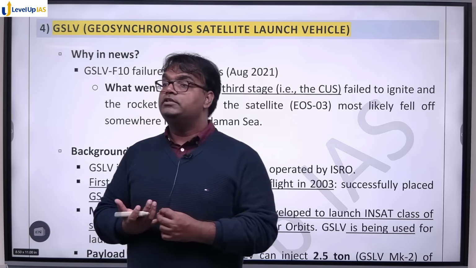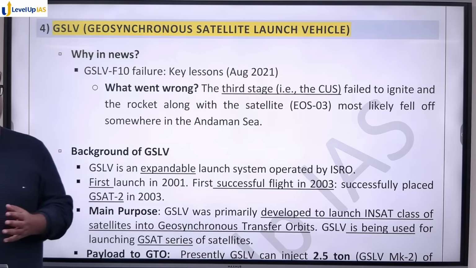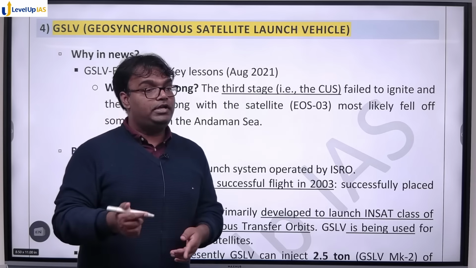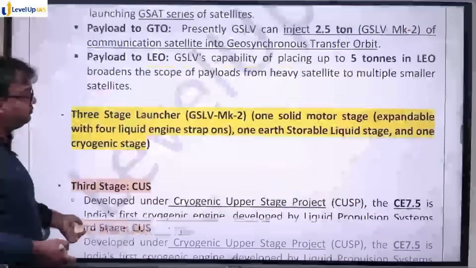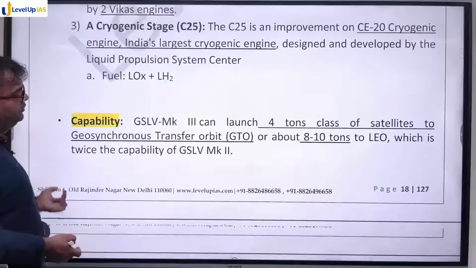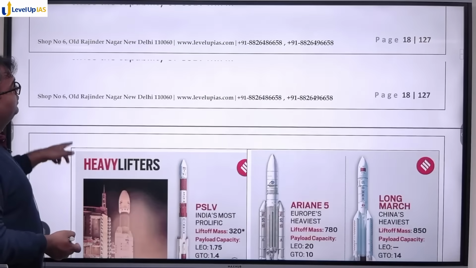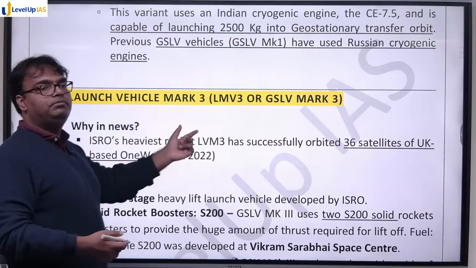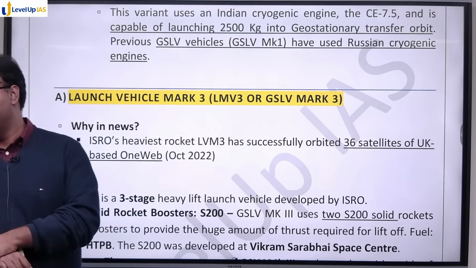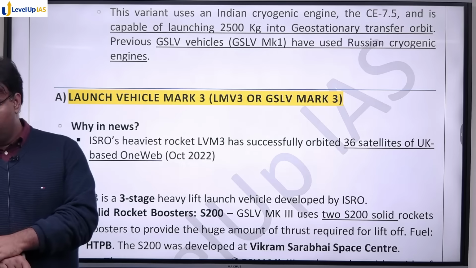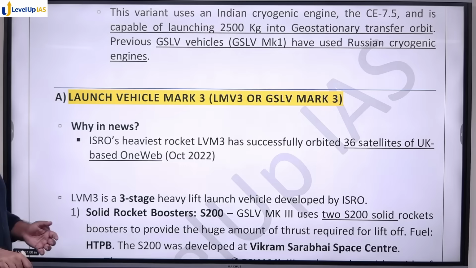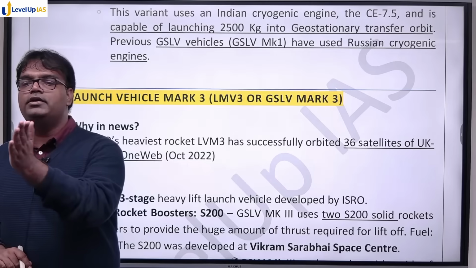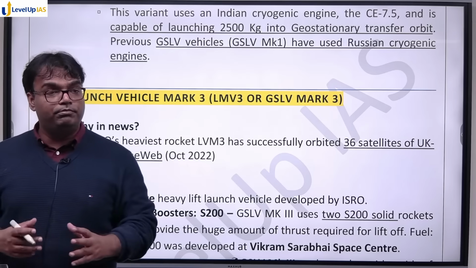And one of the reasons is the cryogenic engine CE 7.5 has been developed using reverse engineering of the Russian model. But in GSLV Mark III, LVM3, initially the name GSLV Mark III was given, but now we use the generic name LVM3, Launch Vehicle Mark III. What is this Launch Vehicle Mark 3? It is also like GSLV, 3 stages: solid, liquid, and cryogenic stage. But all 3 stages will be much more powerful.